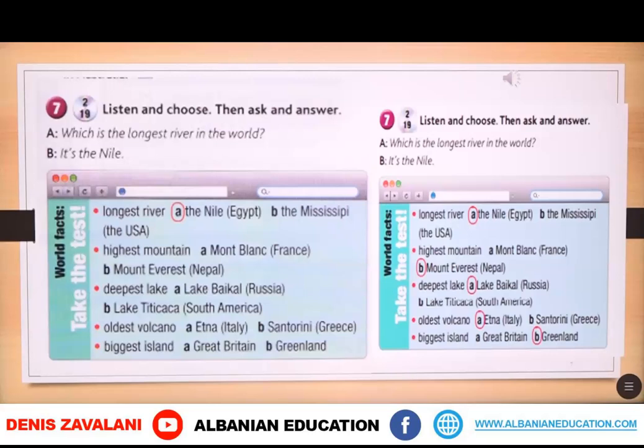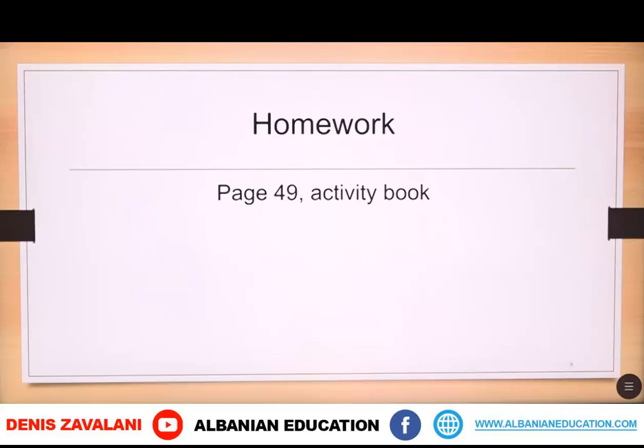Okay, probably even if you didn't know these ones before, you just learned them. Now, for homework, you will do page 49 in the activity book.